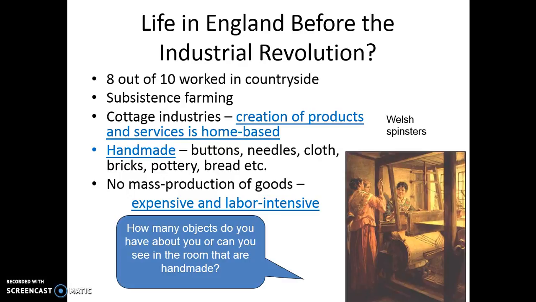So if you think about it, how many objects do you have on you, or can you see in the room that you are in right now, that are made by hand? I'm sure that you might have 1 or 2 things, but for the most part, things that we have today are mostly produced in factories.